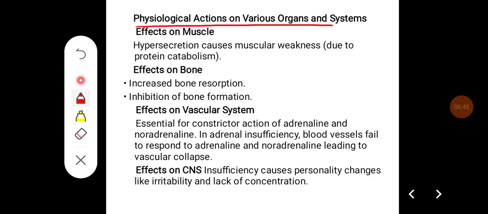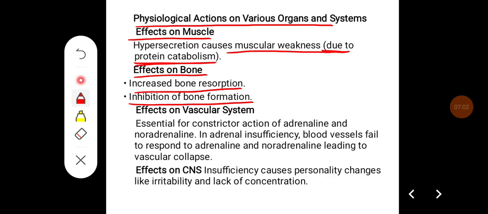Physiological actions on various organs and systems. Effect on the muscle: hypersecretion causes muscular weakness, which occurs due to the excess protein catabolism. And the effect on the bone: it increases the bone resorption and it inhibits the bone formation.